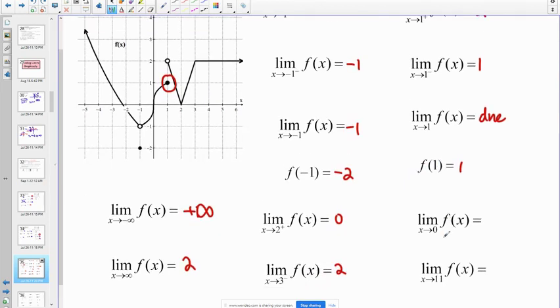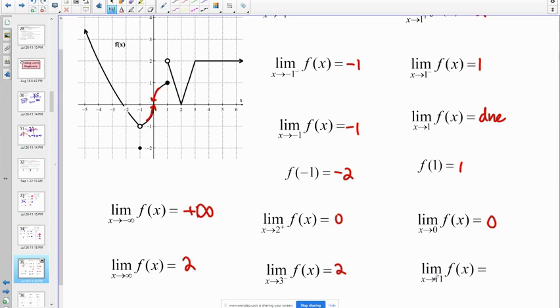All right, what's the limit of f of x as x approaches 0? So remember, they've dropped the plus and negative here. Okay, so I need to go look at my x equals 0 and say 0 from the right and 0 from the left. Am I approaching the same y value? Yes, I am. And so that answer, the y value is 0.